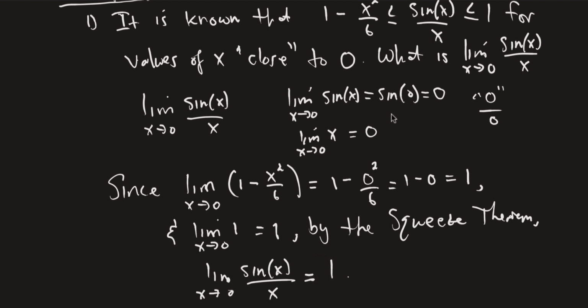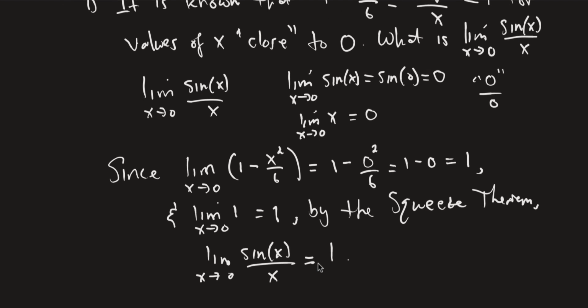So it's knowing two things: knowing this inequality and for what values of x the inequality is true, and then knowing that the lower function and the upper function approach the same value, then the function in the middle, by the Squeeze theorem, has to approach that value as well. So that's the indirect method that's being referred to. All right, so that's our limit.